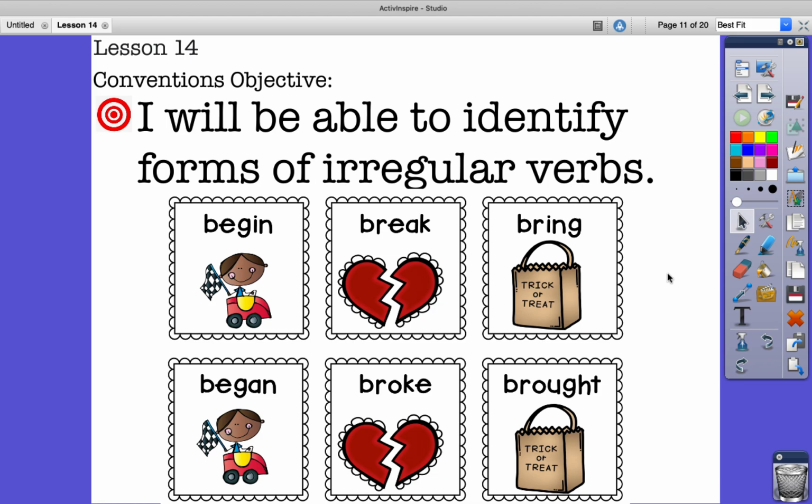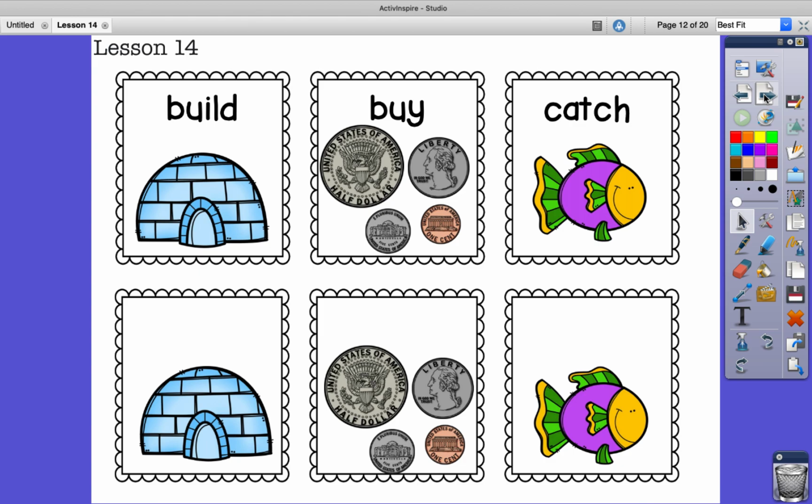So these verbs do not follow the rule of adding ed to the end when we need to form the past tense. So some examples are begin changes to began, break changes to broke, and bring changes to brought. Let's look at some more examples of verbs that change to their irregular form in the past tense.